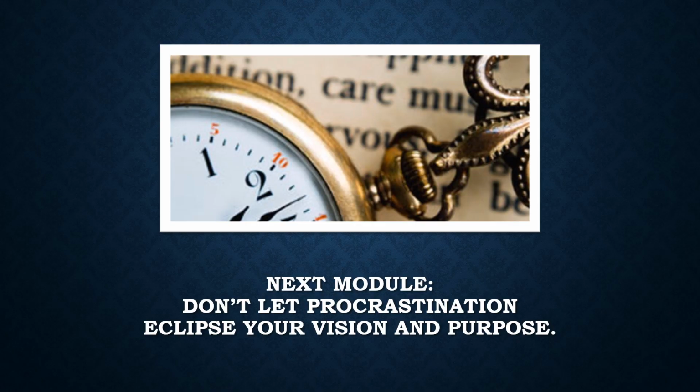The next module is entitled, Don't Let Procrastination Eclipse Your Vision and Purpose. In the next module, you'll begin to learn about procrastination. Procrastination is often viewed as a negative word, but in actuality, procrastination is a function of our brain. It's our brain's way of hijacking the amygdala, part of our brain that controls our response to fight, flight, or freeze, to negative or harmful stimuli. During this next module, we will focus in on procrastination and how to overcome it.